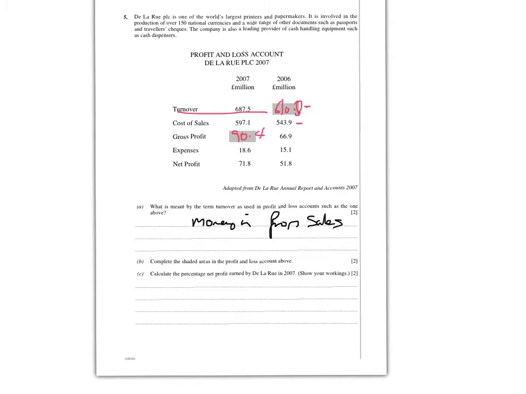Now again, they've got that calculate the percentage net profit earned. They love this thing. So to get this, you just have to get the net profit on top, and on the bottom goes turnover. So your net profit was, now which year do they want? They want it for 2007. Don't get that wrong. Read what they want. So it's 71.8 million over 687.5. And then because we're looking for a percentage, what do you have to do? You have to times by 100. So let's do that.